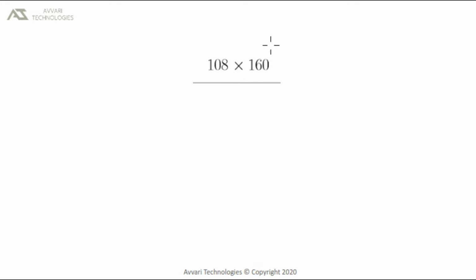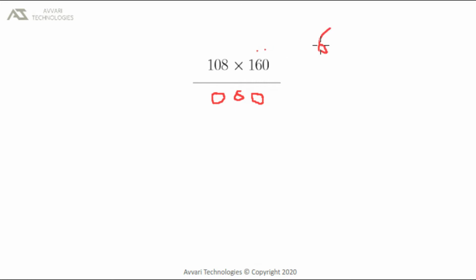So we will take the unit place of the multiplier, which is 0. 0 into any number is 0. In this case, 0 into 8 is 0. 0 into 0 is 0. 0 into 1 is 0. Now we are done with the unit place. Now let us move on to the 10th place.